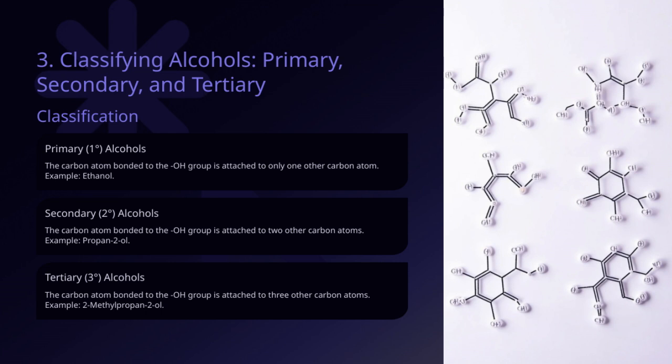And finally, when the carbon with the OH group is only attached to 1 other carbon atom, we call it a primary, or 1 degrees, alcohol. Ethanol is a typical example of this type. This classification is important because it helps us understand the reactivity and properties of different alcohols, which ties back to our overall theme of exploring their chemical behavior.